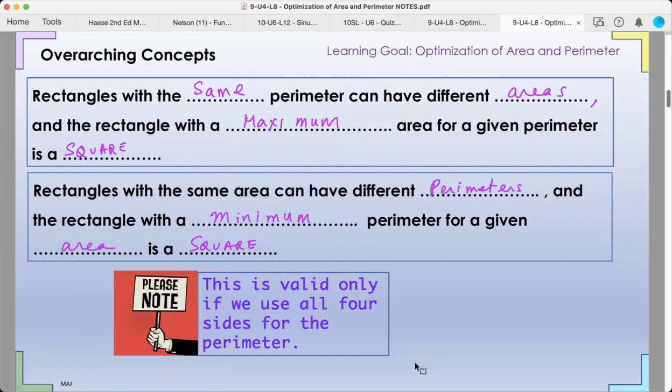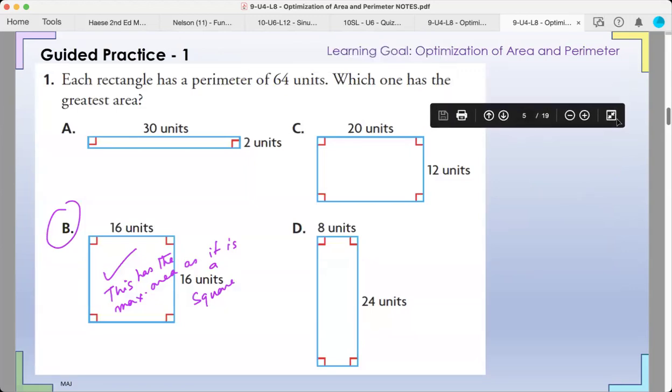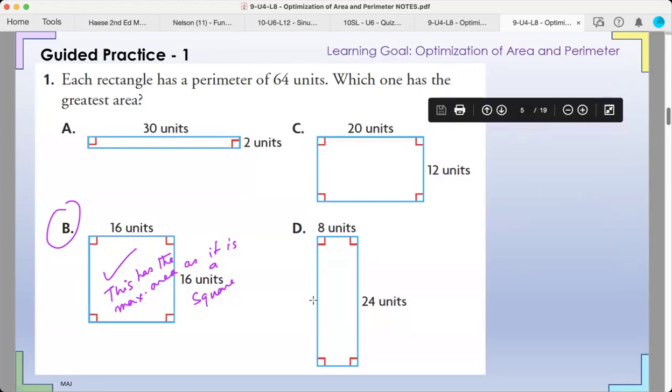However, we have to be careful. This is valid only if we use all 4 sides for the perimeter, okay? So the next slide was a question right out of the Nelson textbook. We have different rectangles here, all with the same perimeter of 64 units. The question is, which one has the greatest area? Even without calculating, we can say it's B because it's a square and it has the maximum area, even if the perimeter is the same for all the given rectangles.